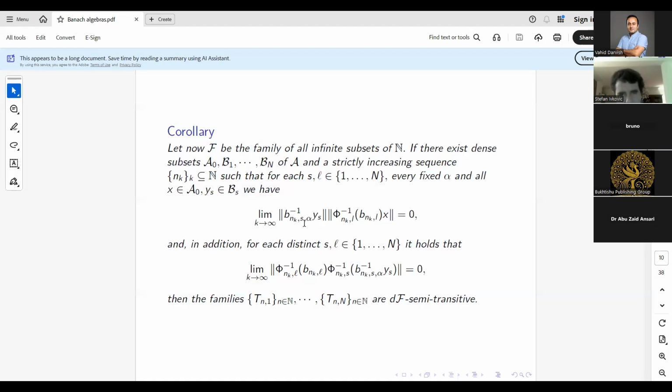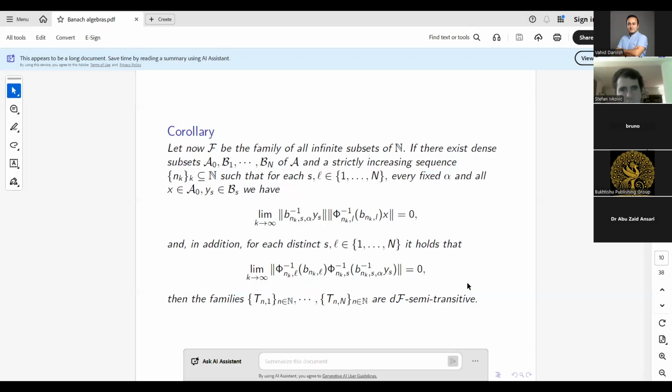Now we index over n_k instead of t. And moreover, in addition, if for each distinct s_l in 1 up to n, this limit is 0 when k goes towards infinity, now again we have n_k indexed instead of t, then these families are DF semi-transitive. You see again that we indexed over natural numbers instead of an arbitrary set S.